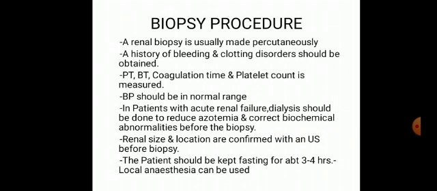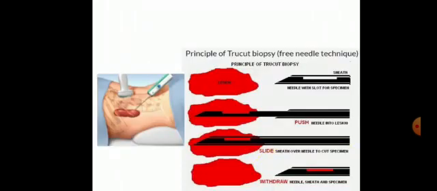And in patients with acute renal failure, dialysis should be done to reduce azotemia and correct biochemical abnormalities before the biopsy. The renal size and location are confirmed with an ultrasonography before biopsy. The patient should be kept fasting for about 3 to 4 hours and local anesthesia can be used.